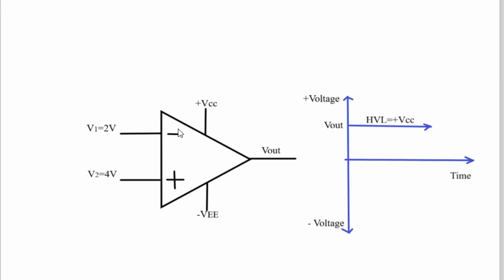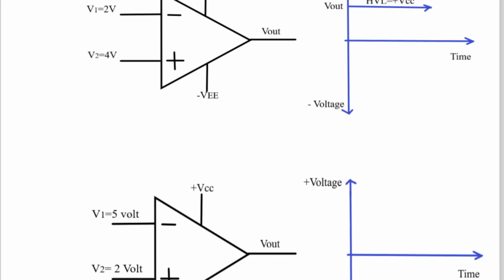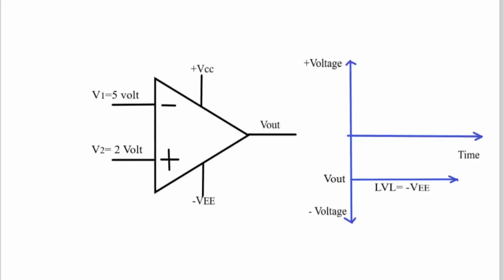And here V1 is 2 volt, V2 is 4 volt. So which voltage is greater? The voltage at the non-inverting, positive terminal is greater than the voltage at the inverting terminal. Therefore, the output of the op-amp will be forced to HVL. HVL means high voltage level, and this is equal to plus VCC. Means if your plus VCC is 15 volt, this will be 15. If it is 9 volt, it will be 9. And these two applications of the op-amp as an open loop comparator are very important in understanding the Schmitt trigger circuit and so many other applications of the op-amp.